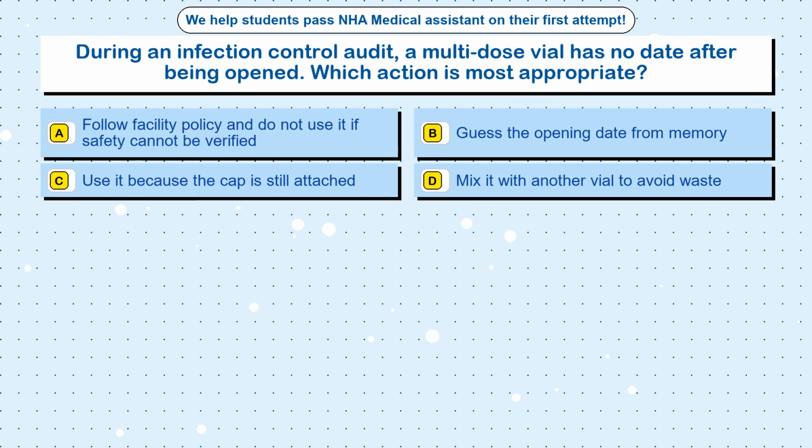Question 44. During an infection control audit, a multi-dose vial has no date after being opened. Which action is most appropriate? Option A, follow facility policy and do not use it if safety cannot be verified. Option B, guess the opening date from memory. Option C, use it because the cap is still attached. Option D, mix it with another vial to avoid waste.